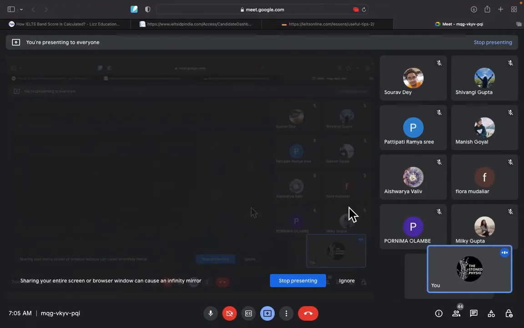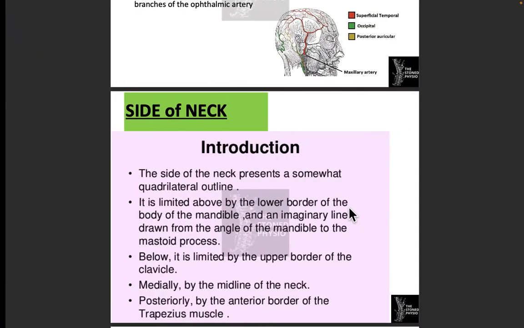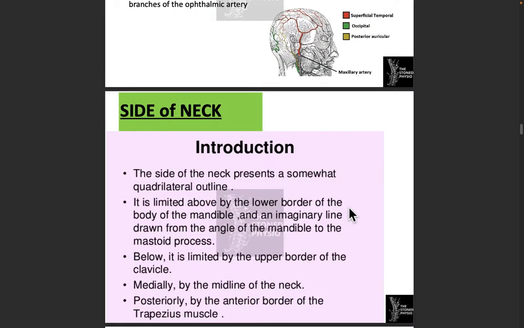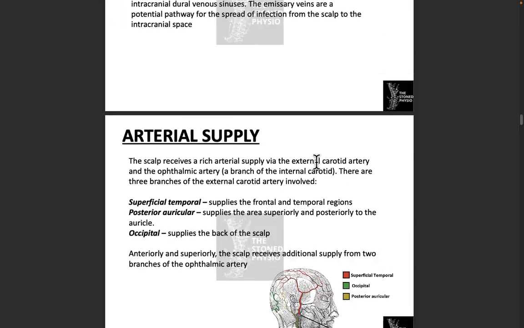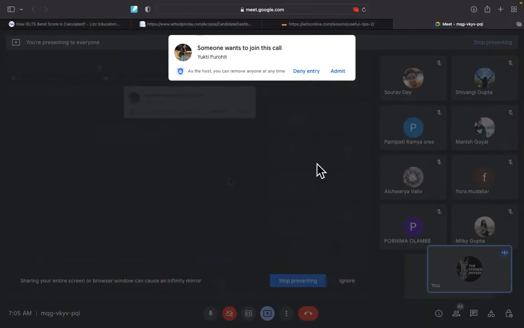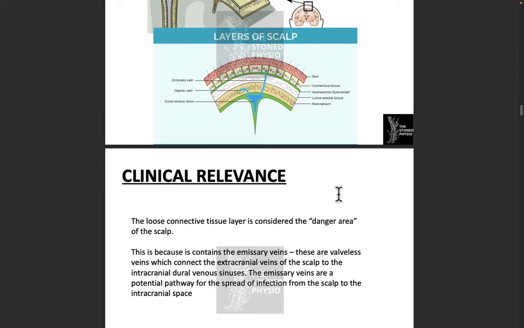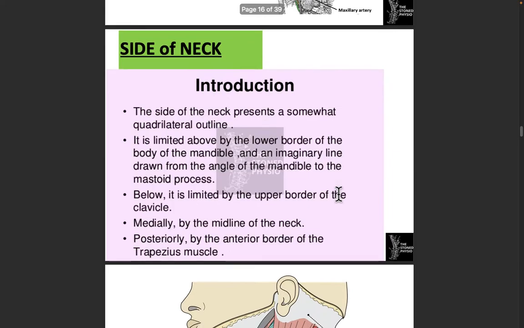So okay, today we have to talk about the triangles of the neck. We have discussed the bones of the skull, and also a bit of the arterial supply of the scalp, and we talked about the scalp as well. Okay, so now we are supposed to talk about the triangles of the neck.